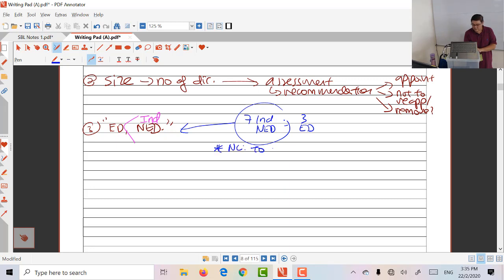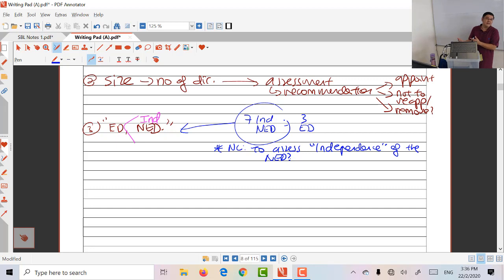That's why it's your job to assess the independence of the NED. Your job here is to assess the independence of the NED. And in order for you to do that, you have to know what circumstances cause a director to lose his independence. Why are you less independent? Are there any factors?